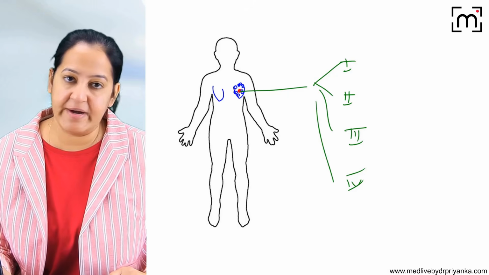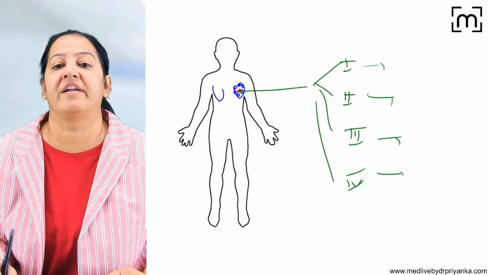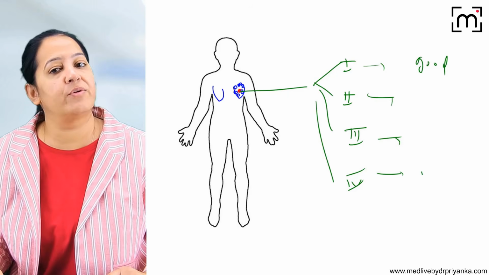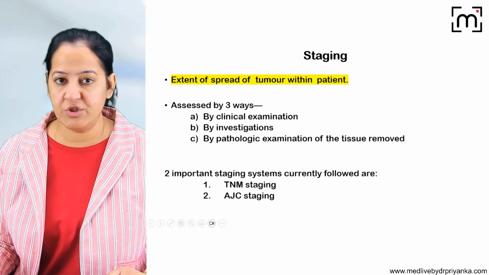The treatment of the different grades can be different and the prognosis is definitely different. Grade 1 is having a good prognosis, grade 4 is having a poor prognosis. So based on which we can do the grading.